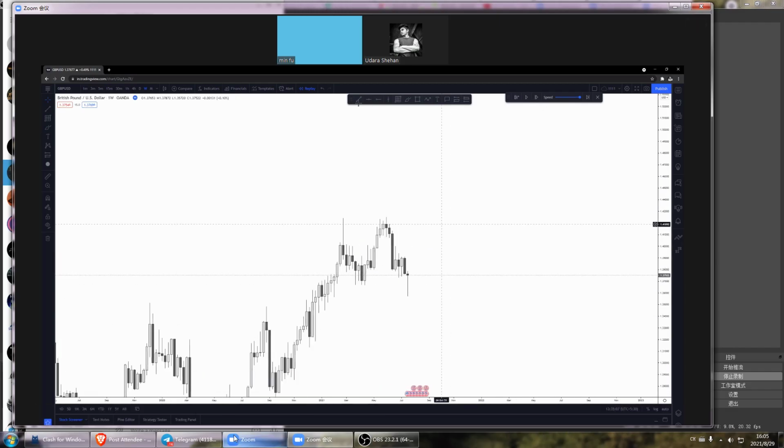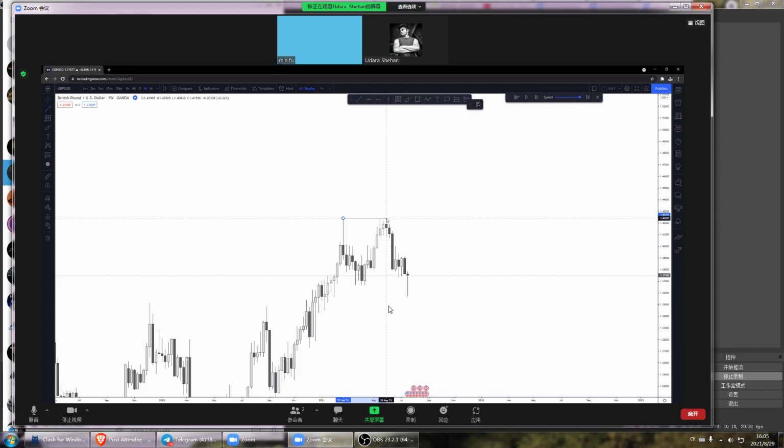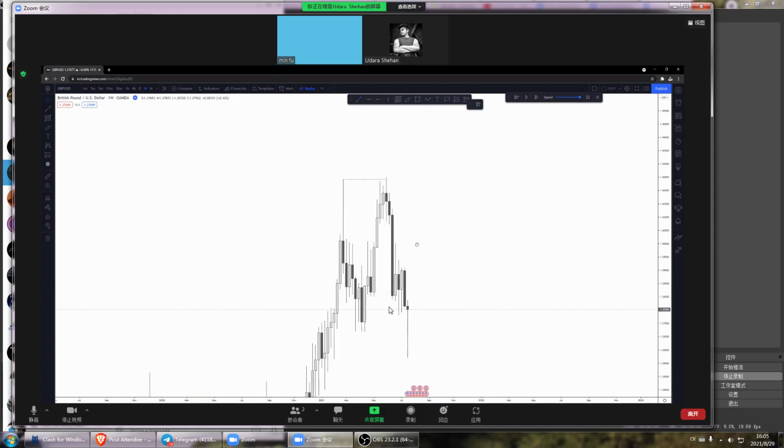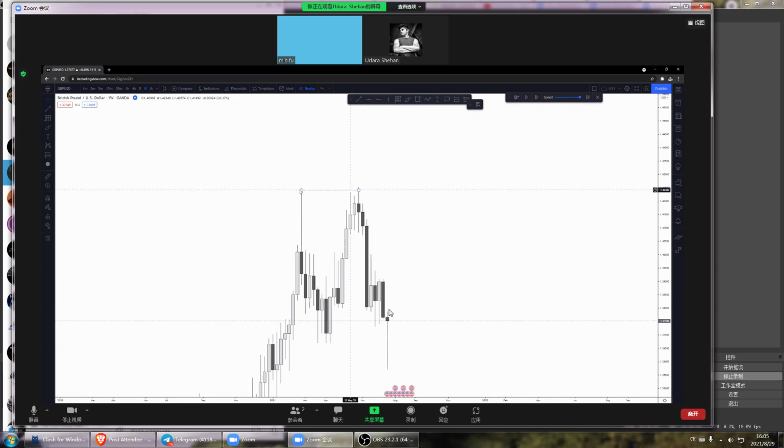Price now has taken liquidity from this high. See that? Just a little wick above that. Why are they doing that? Look at this. They will shoot back up and activate the buy stops that are resting above this high.